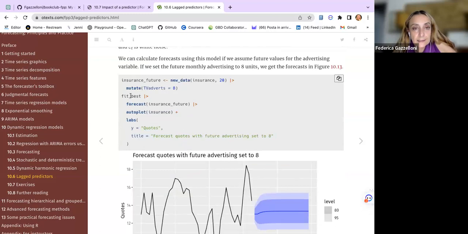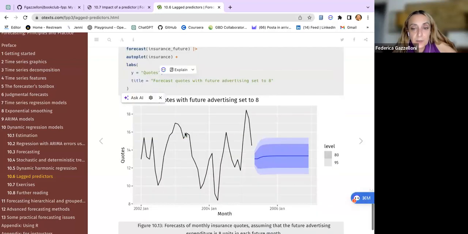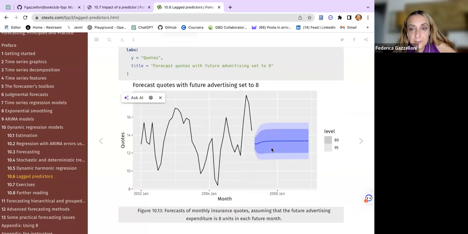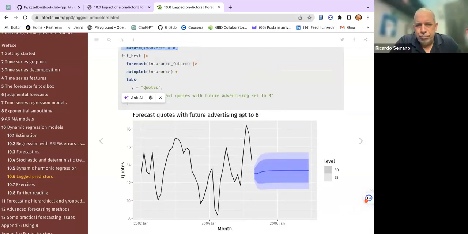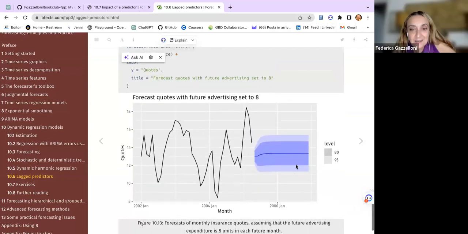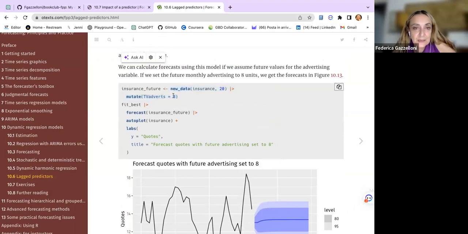And then with new data, we forecast and plot, and we see that this will be about 13 quotes. They expected to have 13 quotes, which is quite steady in eight periods. So 13 quotes based on 8 advertisements.